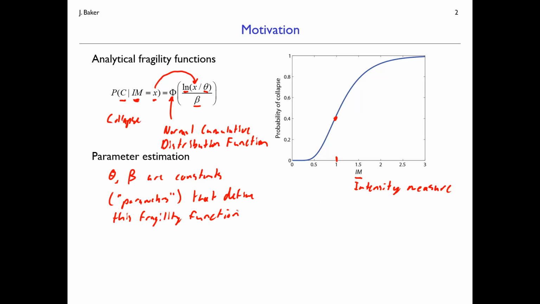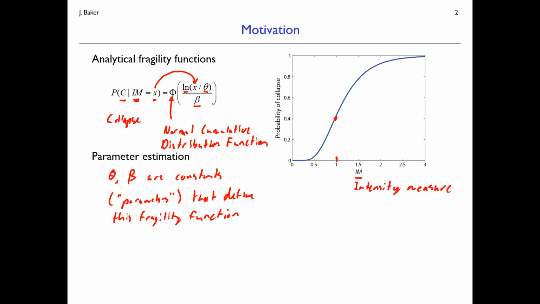And just by looking at that functional form, I can see that if theta takes a bigger value, then x would have to take a correspondingly bigger value for the argument of this function to be the same, to have the same probability of collapse. So as theta gets bigger, I need bigger values of x to have the same probability of collapse. So I'm shifting my function back and forth with that theta parameter, left and right in the figure. And then beta is quantifying the steepness of this fragility function.